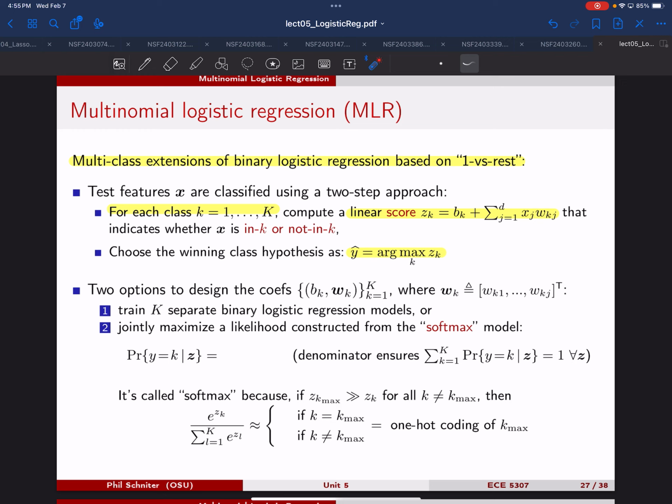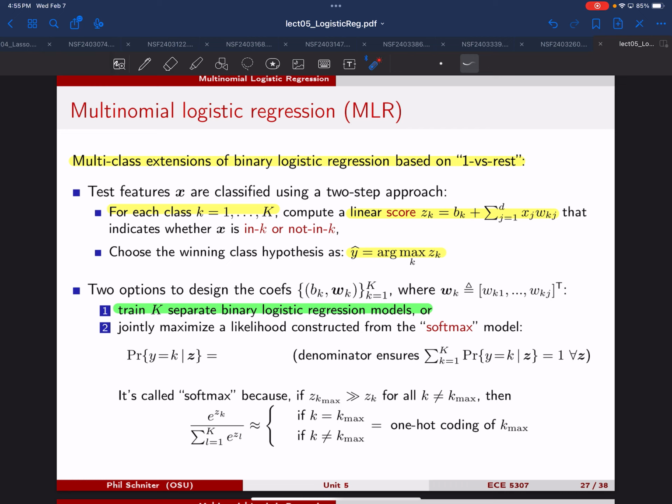The easy way to do it, we can just say in one line, you just split up your data into class 1 and not 1, class 2 and not 2, and for every one of those splits, you just train binary logistic regression just like we described a few slides ago. So train K separate binary logistic regression methods. So what that means is that when you design B1 and this W1 vector, you're just designing it completely independently of all the other B's and W's.